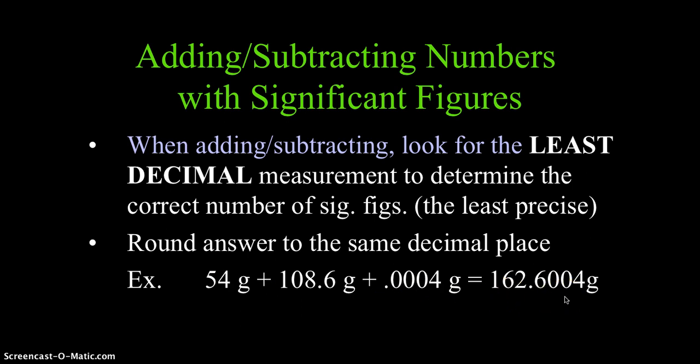The problem with that is, as we already discussed, this is an estimated value. There's no way we could possibly know this calculation to the 10,000th of a gram. So because this is our least estimated digit, this is where the answer has to end. So I'm going to look at this number. I'm going to go to that position, which is the ones place.